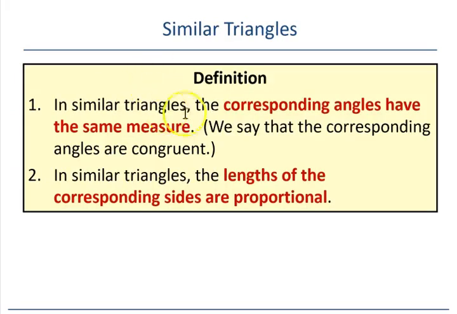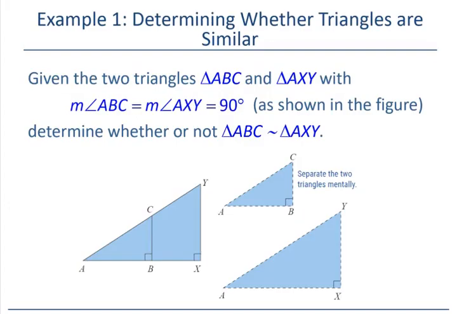In similar triangles, the corresponding angles have the same measure. We say that the corresponding angles are congruent. In similar triangles, the lengths of the corresponding sides are proportional. Remember proportional, think back to that. Okay, let's take a look at this.